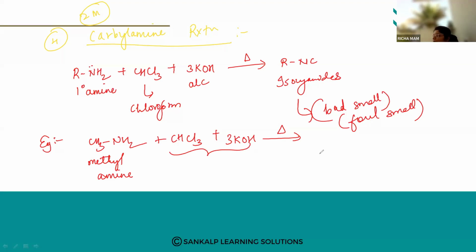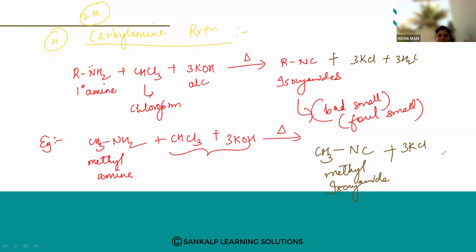Can you tell me the product now? Anybody? What will be the product, students? Our R is the methyl group, and we are going to get what? NC. So we get methyl isocyanide plus 3KCl. The side products are 3KCl plus 3H2O.